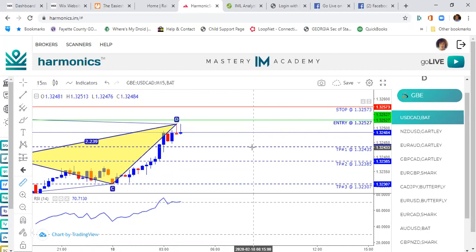If I put in the trade twice, I could make $200. If I put it in 3 times, I can make $300 in a matter of maybe less than an hour and a half. That's how I properly use the Harmonic scanner.